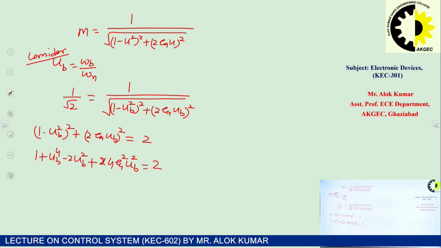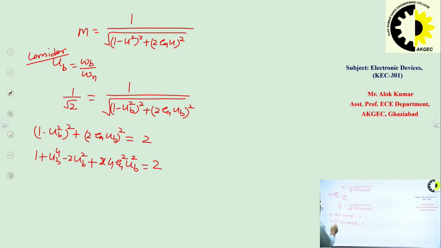Now we can further rearrange the terms, and I can write it as ub to the power 4. If I take ub square common from this, I can take minus 2 ub square common, so it will be 1 minus 2 zeta square, and this will be minus 1 here is equal to 0.